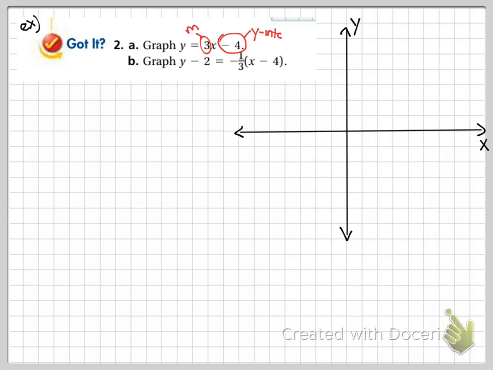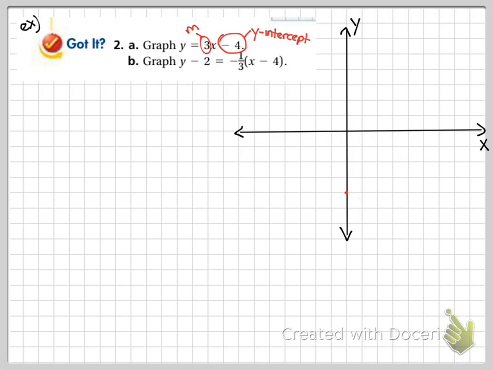Okay. So when you are graphing a line that is in slope-intercept form, the easiest way to do it is to first graph your y-intercept. Our y-intercept is negative 4. So we're going to go down on the y-axis 4 and make a dot. Okay, that little red dot there is my y-intercept. That is where that line is going to cross the y-axis.